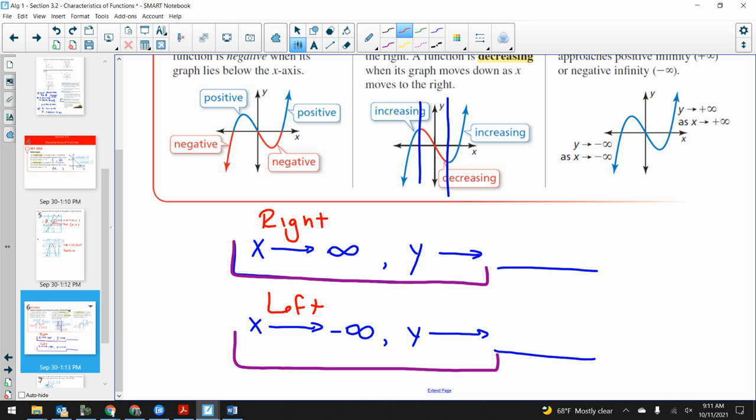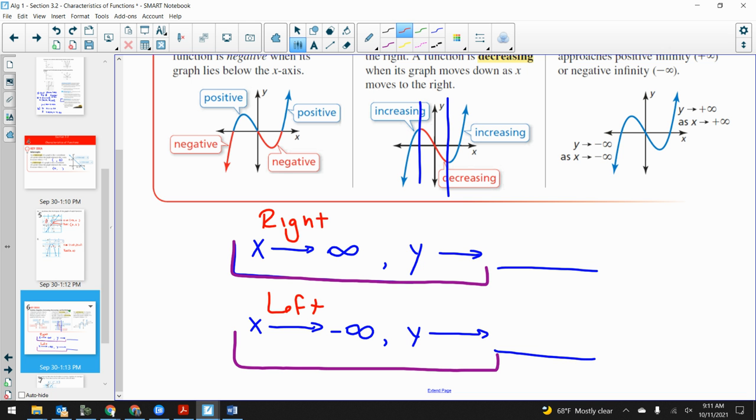So really, that's all I'm asking you. On the right, what is happening? And then on the left, what is happening? And here's how you answer it. If it goes up, you say positive infinity. If it goes down, you say negative infinity.